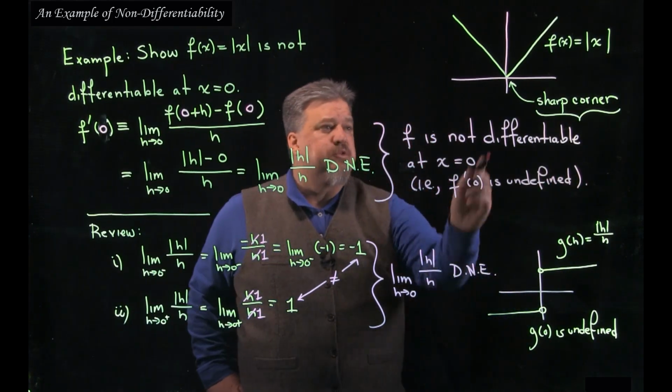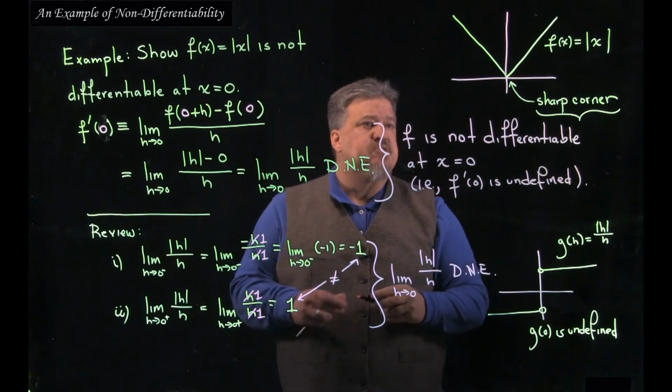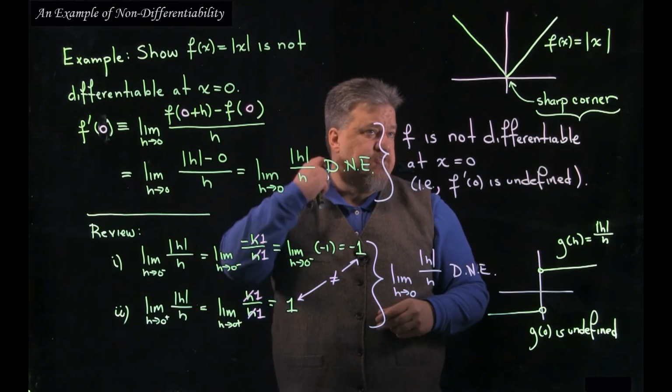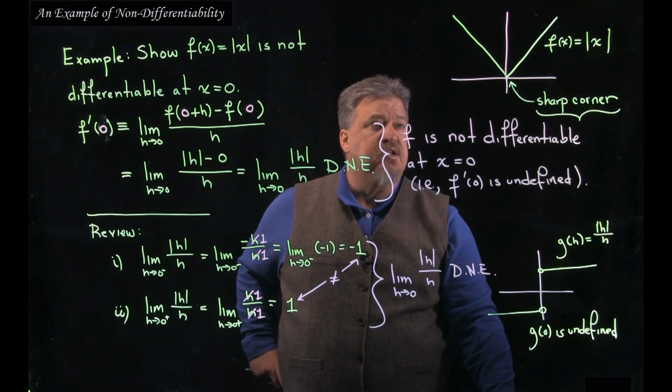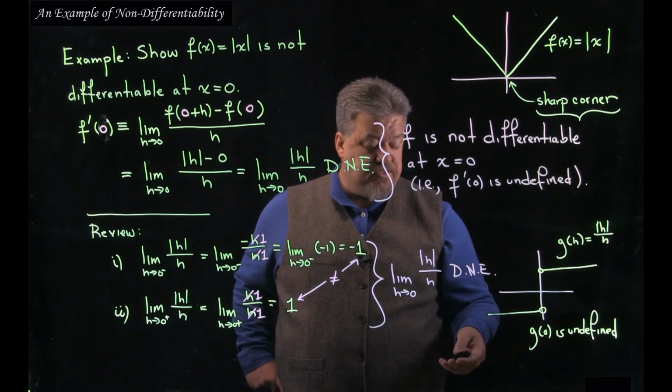Okay, so the presence of a sharp corner means that the function would not have a derivative there. There is no slope of the tangent line at that point because there is no tangent line.